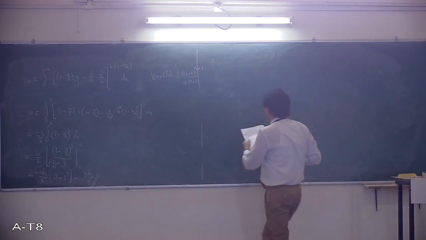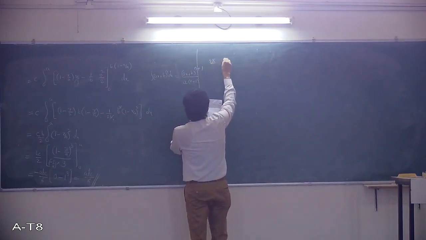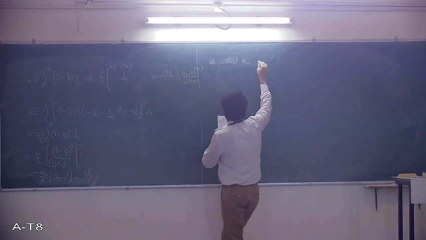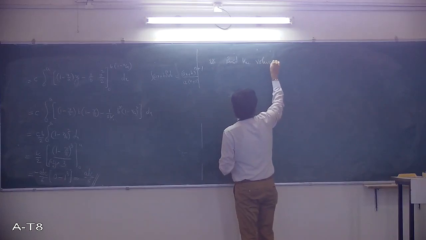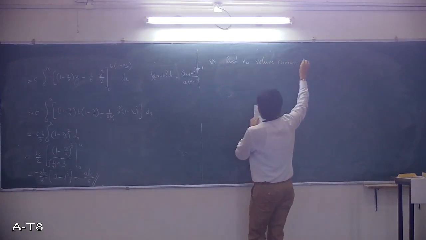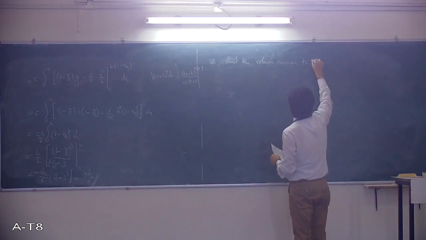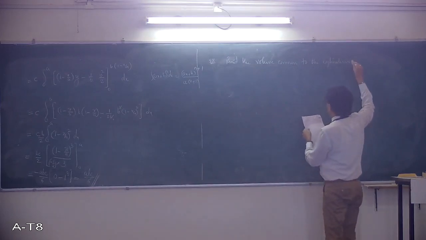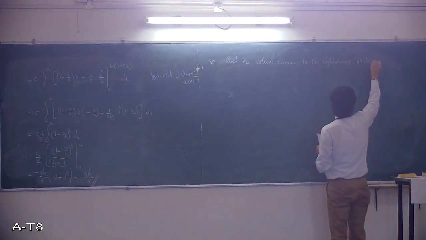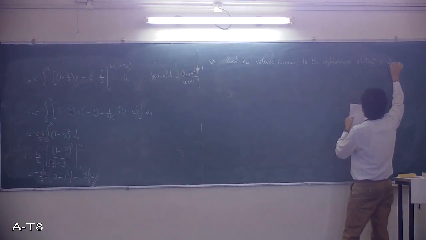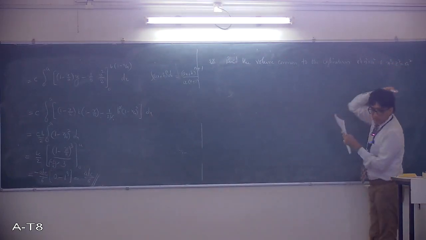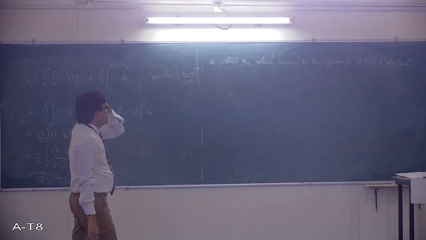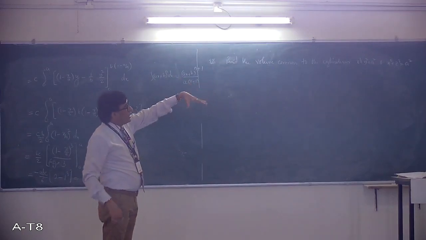Next example, what is given? We'll write it down. Find the volume common to the cylinders. One is given x square plus y square is equal to a square, and the second one is given x square plus z square is equal to a square. It means what? Common to the cylinders. Neither are they giving you the base, only that is given to you.